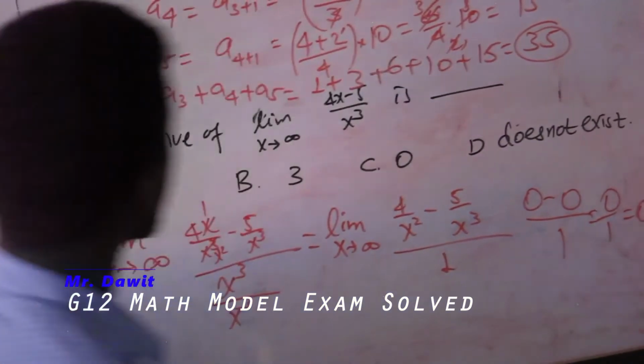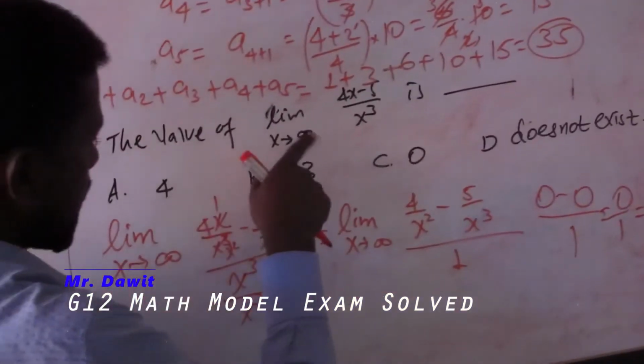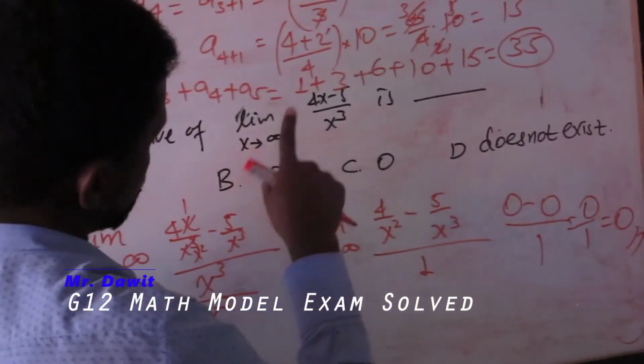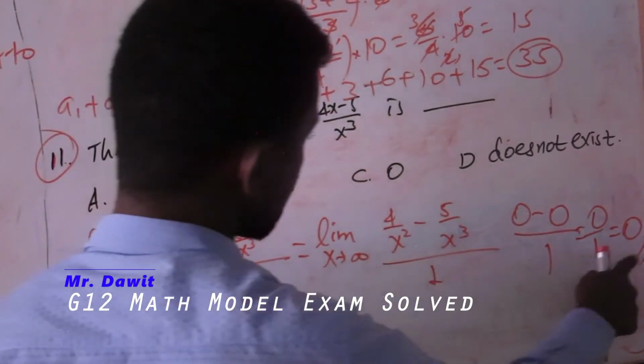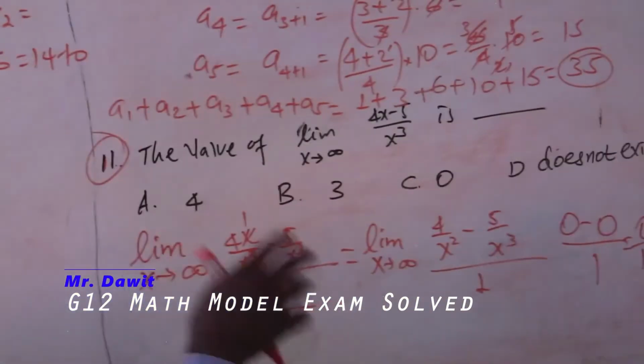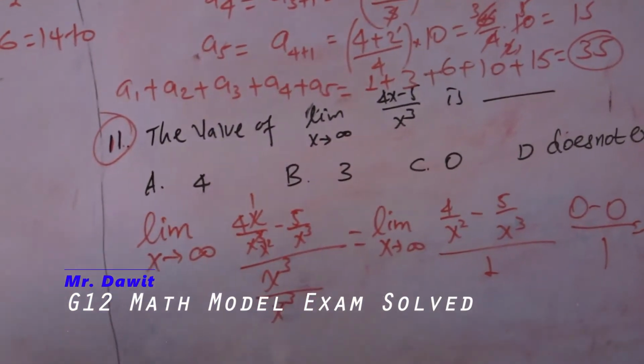So what is our limit? The value of this limit as x goes to infinity of 4x minus 5 over x cubed becomes 0. So the limit goes to 0.